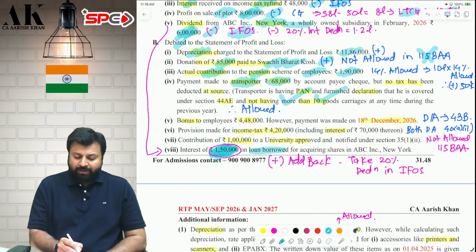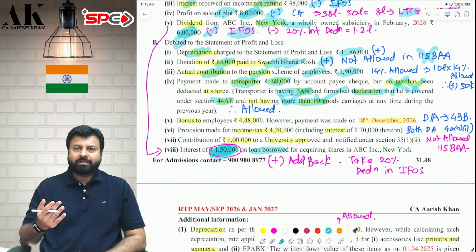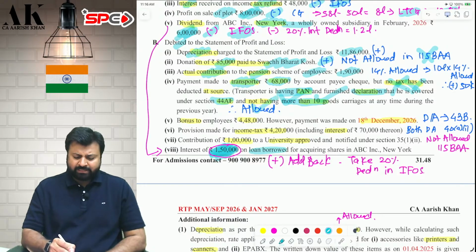He is following 44AE. He does not own more than 10 goods carriage. He is giving a PAN. He is giving a declaration. Therefore, there is no need to deduct TDS. And even if you have not deducted the TDS, the expenditure will be fully allowed to you.